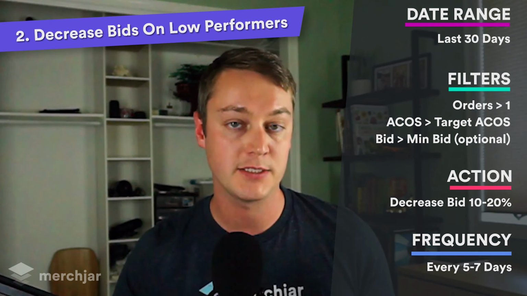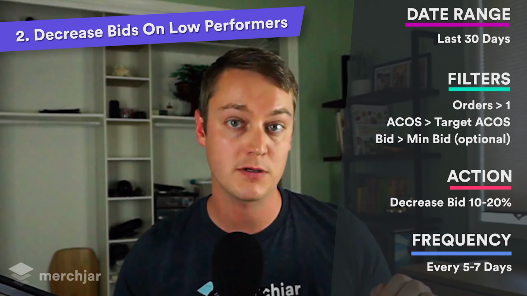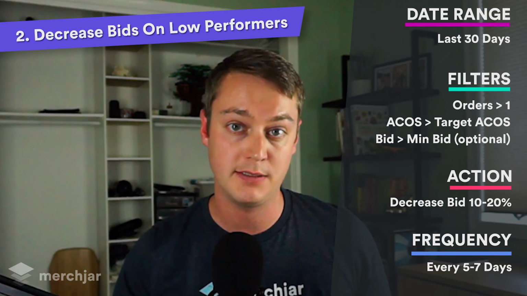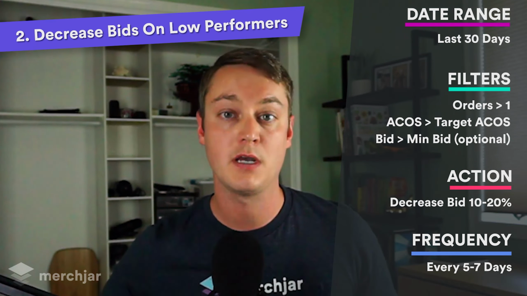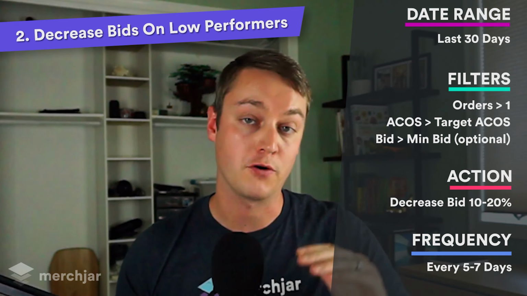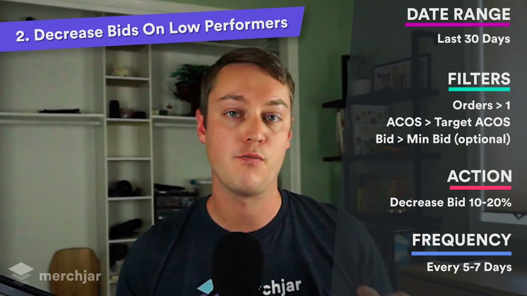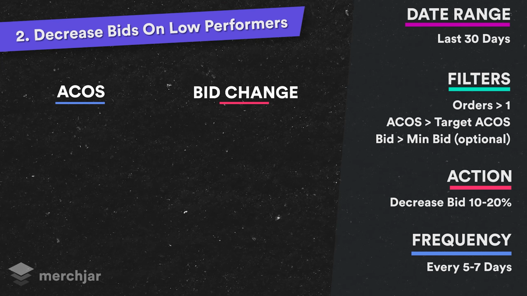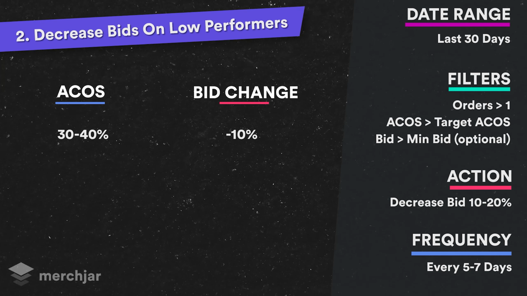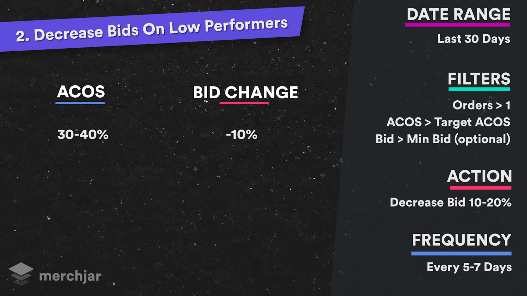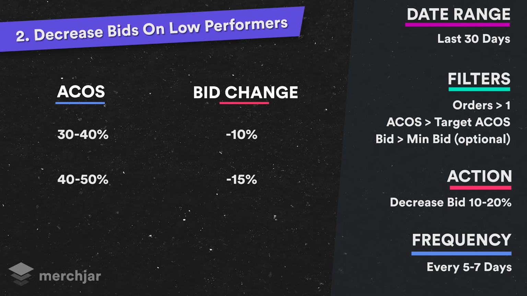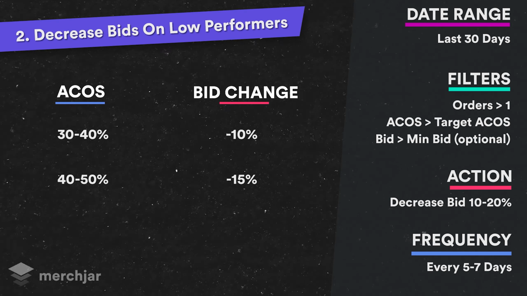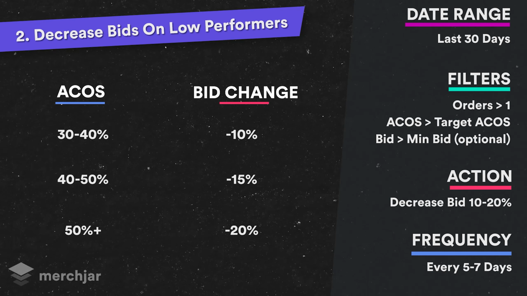One difference with optimizing your low performers versus your high performers is that it can be a good idea to stagger how much you're decreasing your bids based on how far away the target is from your target ACOS. The further away it is from your target ACOS, the more you'll decrease the bid. For example, let's say our target ACOS is 25%. Any targets between 30 and 40% will decrease bids by 10%. Targets between 40 and 50% will decrease by 15%. And for any targets that are above 50%, we'll decrease their bids by 20%.